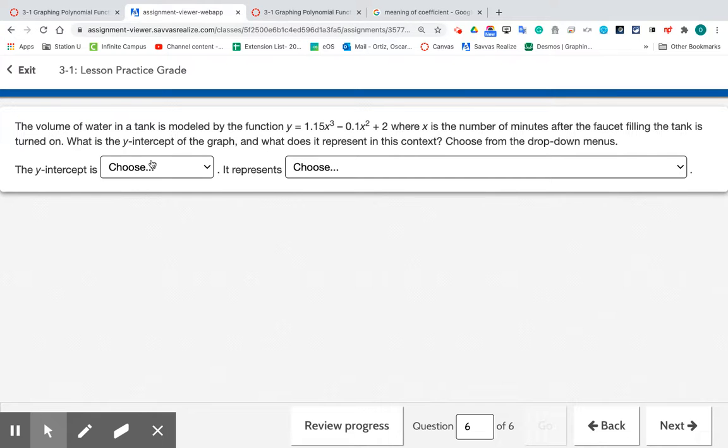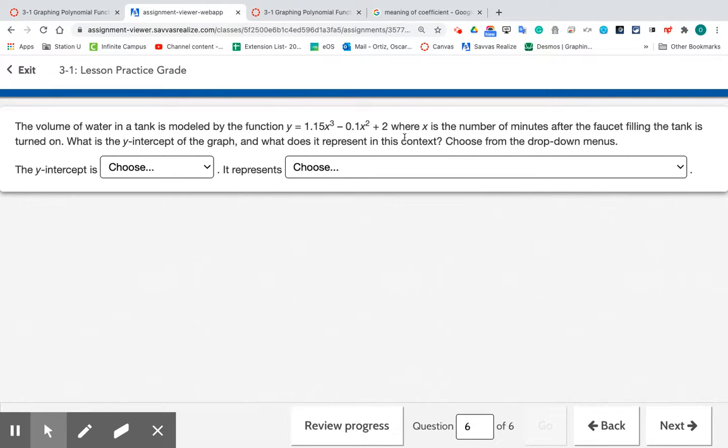So this is an interesting question that says the volume of water in a tank is modeled by this function. So I know that this here measures how much water and what x represents. So y represents how much water and x represents how many minutes after you turned on the faucet, filling the water, filling the tank. So, what is the y-intercept?